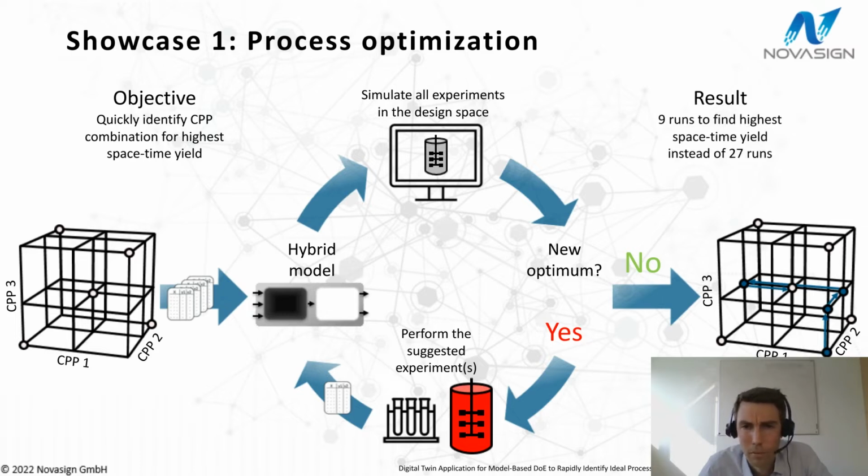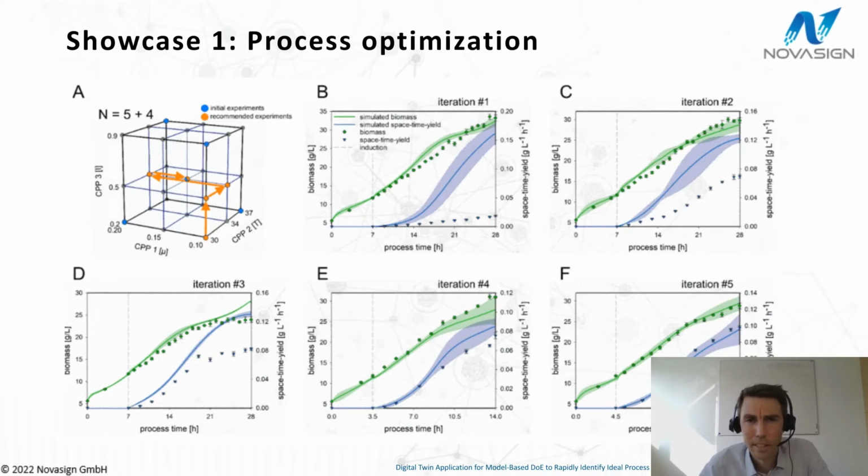And with this application here, for example, we could reduce the experimental effort from 27 experiments to screen the whole design space down to 9 by using this model-based design of experiments approach. And you can see this here in detail, for example. So we started, as said, with 5 initial experiments, and then we just iterated through the design space along these orange dots, and then found the optimum.